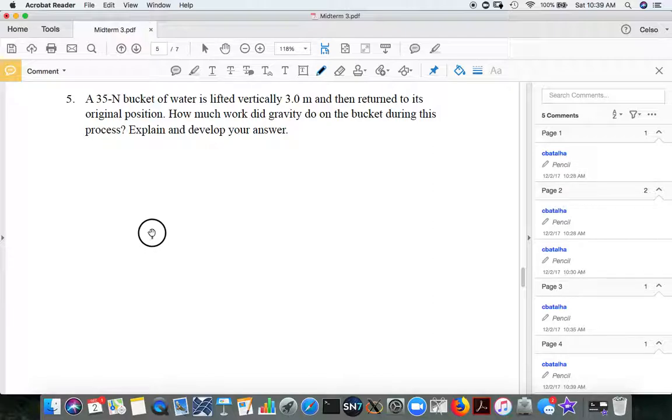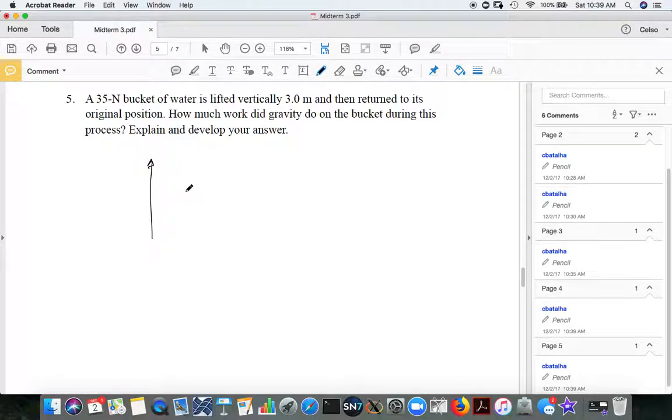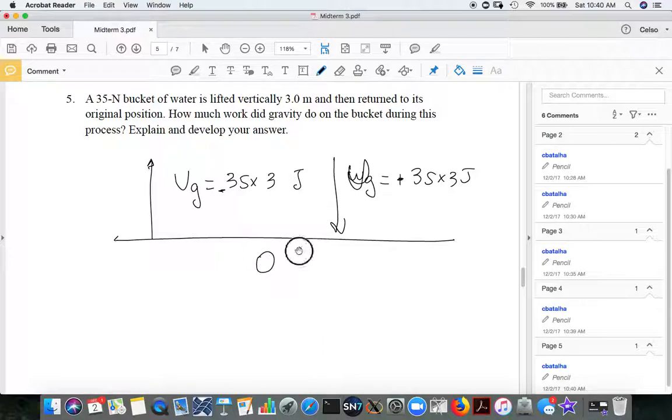I mean, when the bucket goes up, gravity pulls it down. It's like a resistant force, and the work done by gravity when the bucket is lifted is equal to the weight times the distance, but negative, because it is going from down below to way above. But when it turns back and comes down, the work done by gravity is a positive work, right? Which is positive 35 times 3 joules. So the total, when you add those two, is 0.